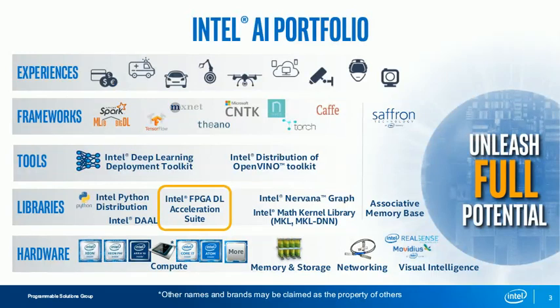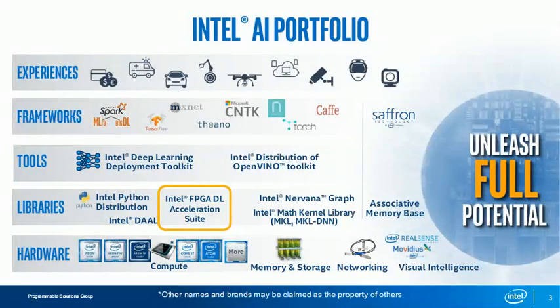Intel has the best-in-class hardware portfolio for machine and deep learning, but software is critical to unleashing the full compute potential. To that end, Intel offers an optimized software stack in order to deliver game-changing AI applications. Intel is investing to fully integrate FPGAs in our full stack of software tools, including libraries, frameworks such as Caffe and TensorFlow, and tools like Deep Learning Deployment Toolkit and OpenVINO Toolkit.